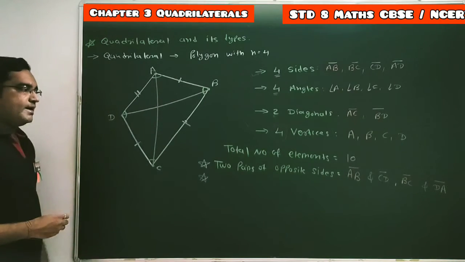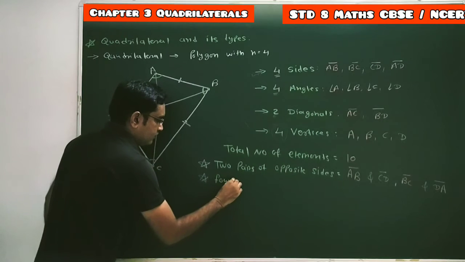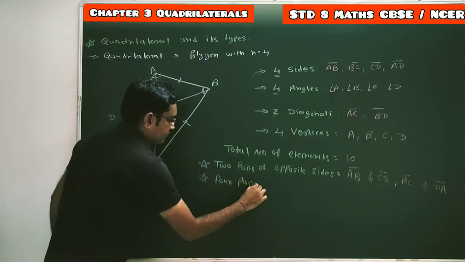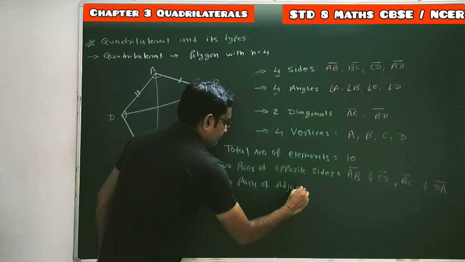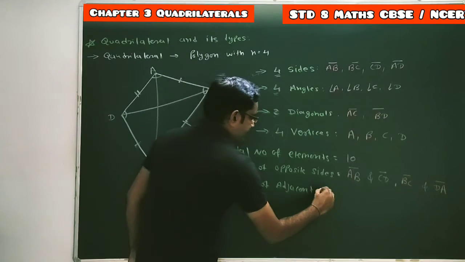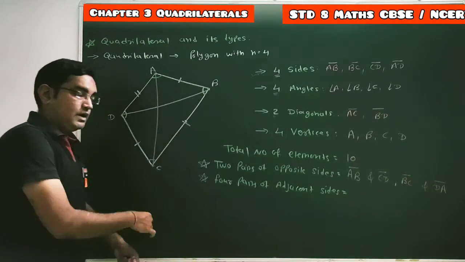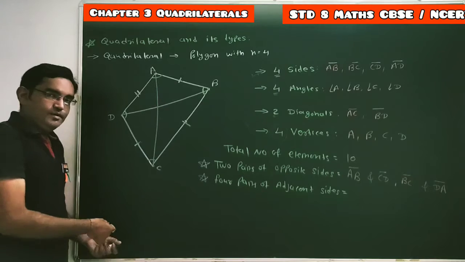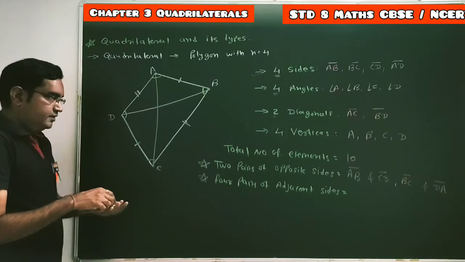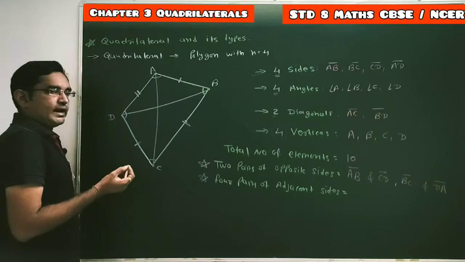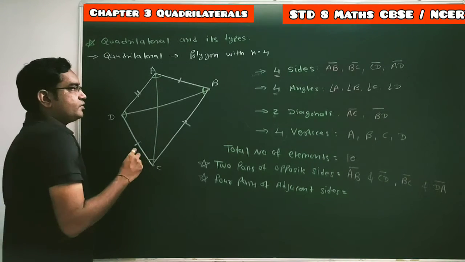Now out of that 4 sides, total 4 pairs of adjacent sides are also there. Adjacent sides, right. Adjacent means next to, neighbour, in our neighbourhood. So 4 pairs of adjacent sides are there, side by side. For adjacent sides, one point will be common between these 2 sides.